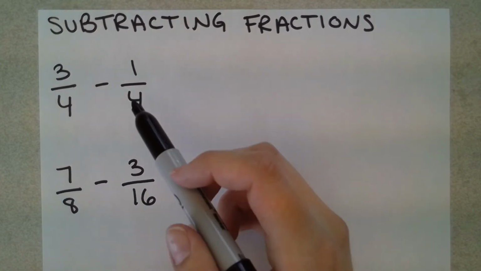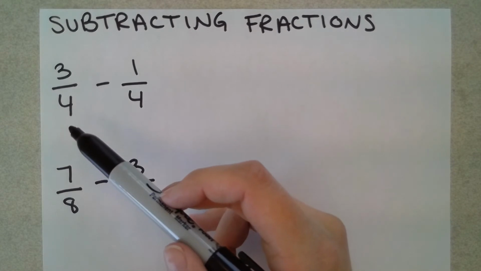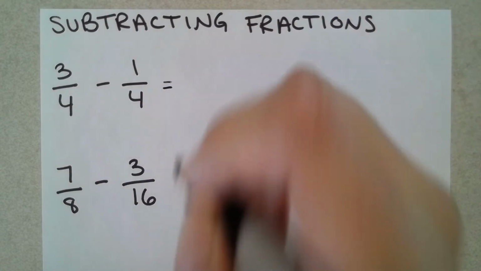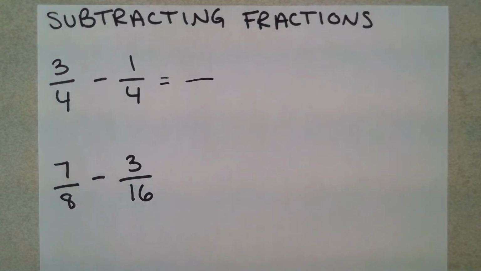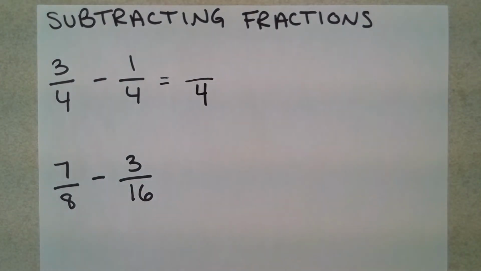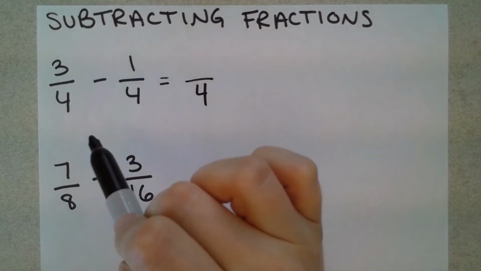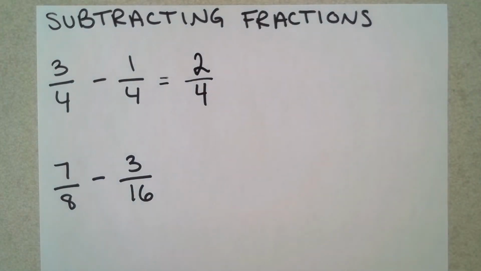So again, here we're starting off with a couple like fractions. They have the same number on the bottom. And so that means that I'm not really going to have too many steps here. Right, so I have 3/4 minus 1/4. 4 stays the same. And then I just do subtraction on the top numbers. So 3 minus 1 is 2. Great. Now again, I'm looking at that and I think, am I done?